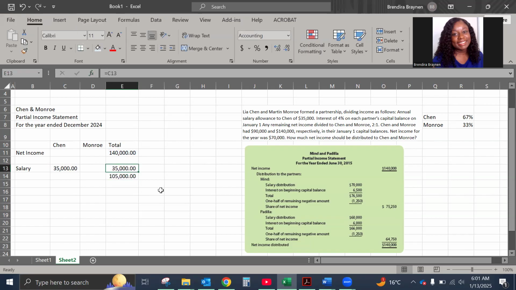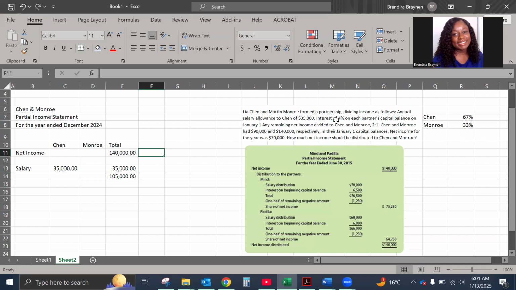So I now have $105,000 to work with because 140 minus 35 in salary gives me $105,000 left to distribute to the partners. We have to go until the 140 is fully distributed. All right, that's one part.